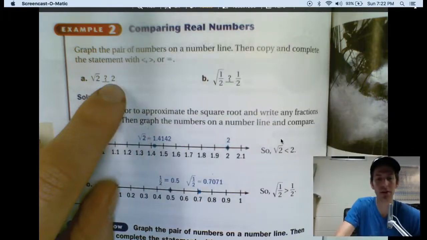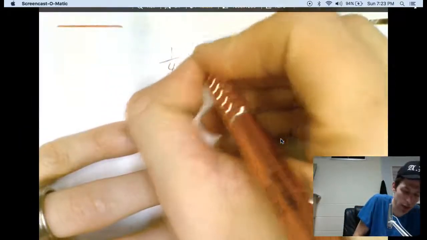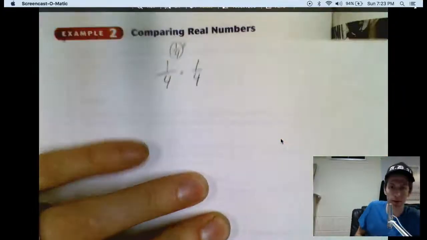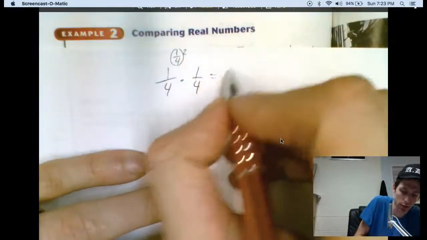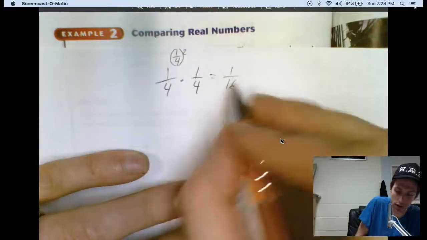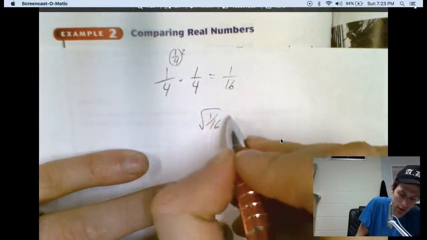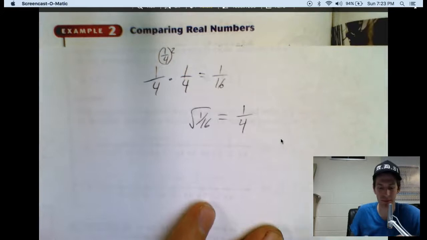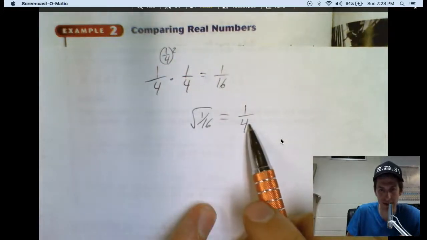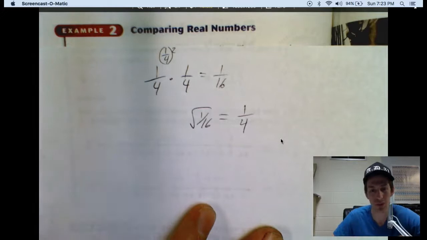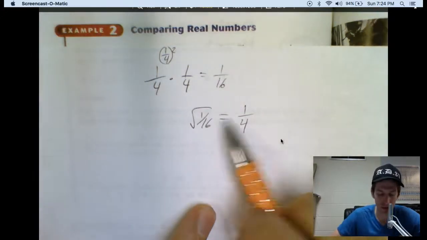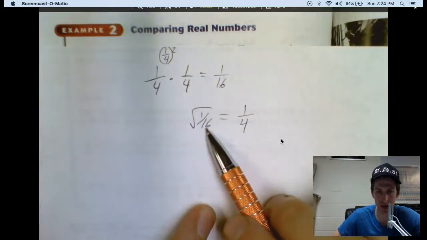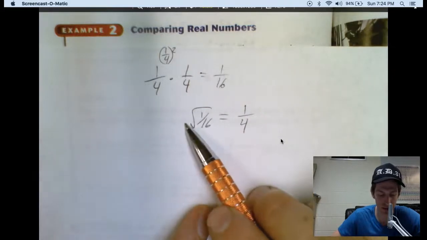Okay, let me show this to you. Just make sure you got this. 1/4 squared is 1/4 times 1/4, that's 1/16. Therefore, you just go backwards. The square root of 1/16 would equal 1/4. So, in the case of a fraction between 0 and 1, the square root is going to be bigger than what's actually inside the radical here. Remember, this is called a radical sign.